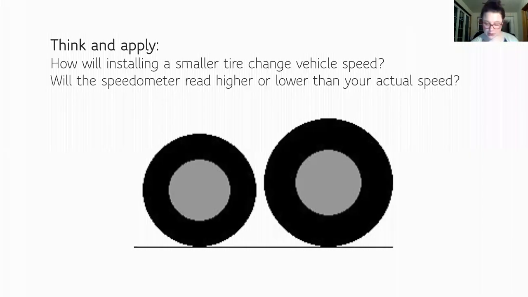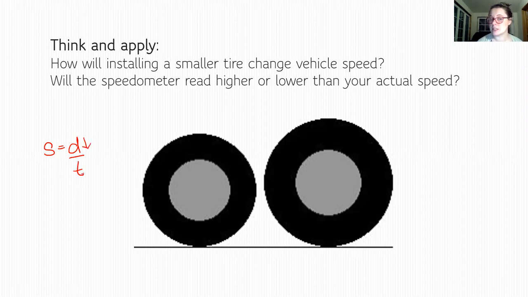So if we look at our equation for speed, speed is equal to distance divided by time. If I move a shorter distance, if the distance decreases, it means my speed will decrease. So with the small tire, I'll have less speed than I do with the big tire.